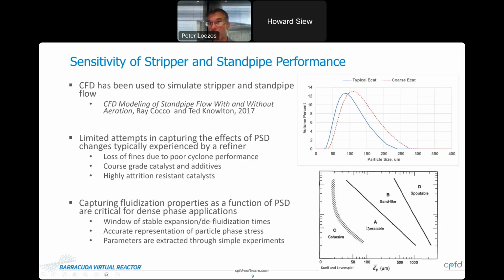Now, as you begin to coarsen that ECAT, or let's just say lose a portion of the fines, what happens is that group A particle starts to move towards this AB transition, and it begins to behave more like a group B particle. Group B particles, and sand is an example of that, bubble almost immediately upon fluidization, and they're generally much more challenging to circulate.